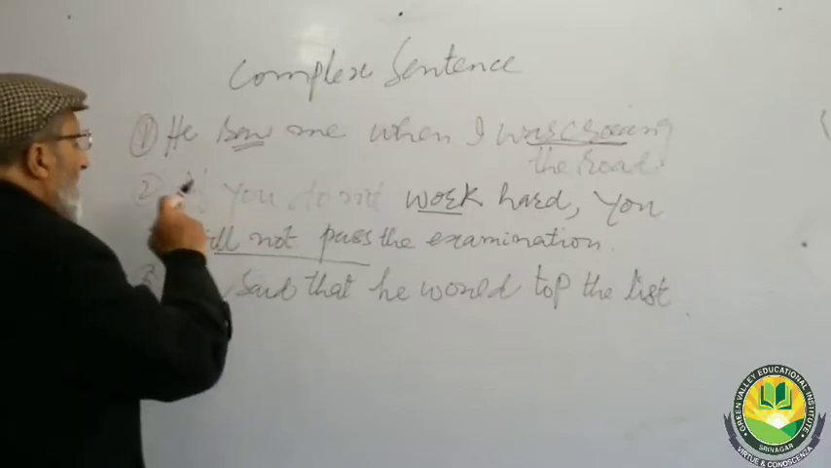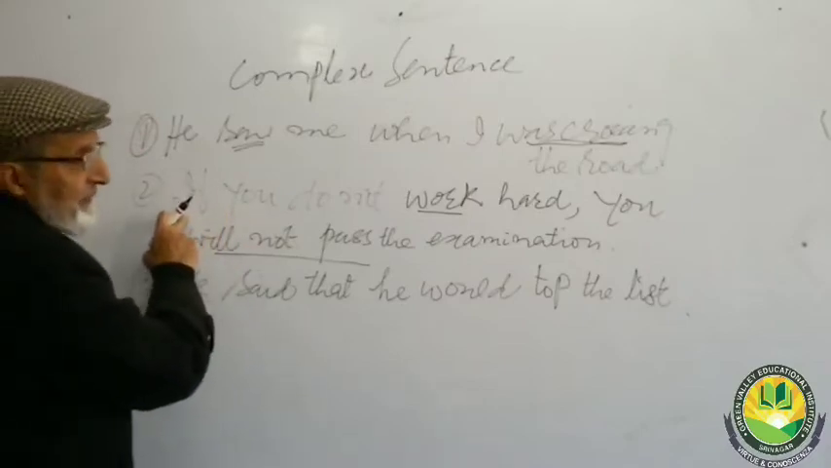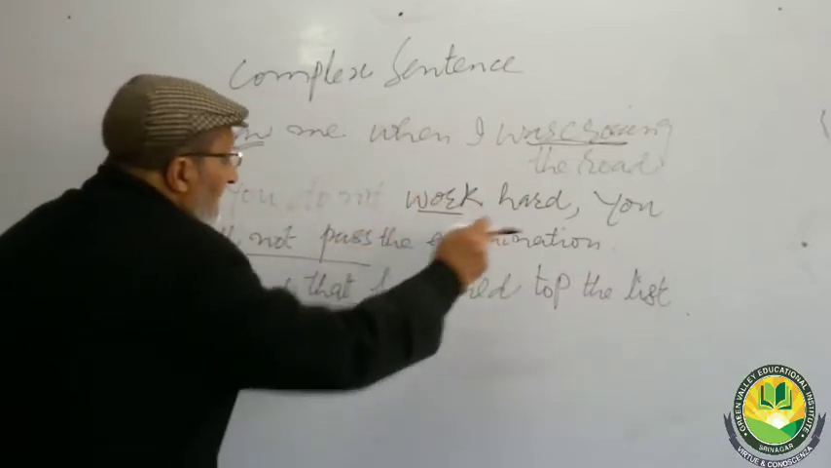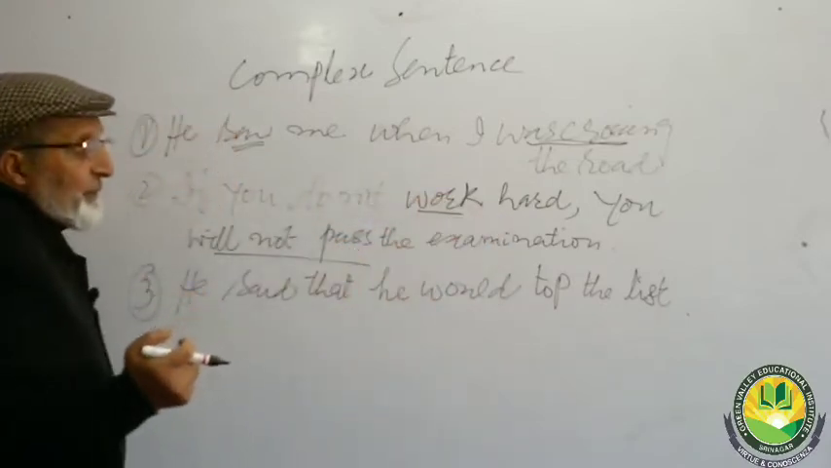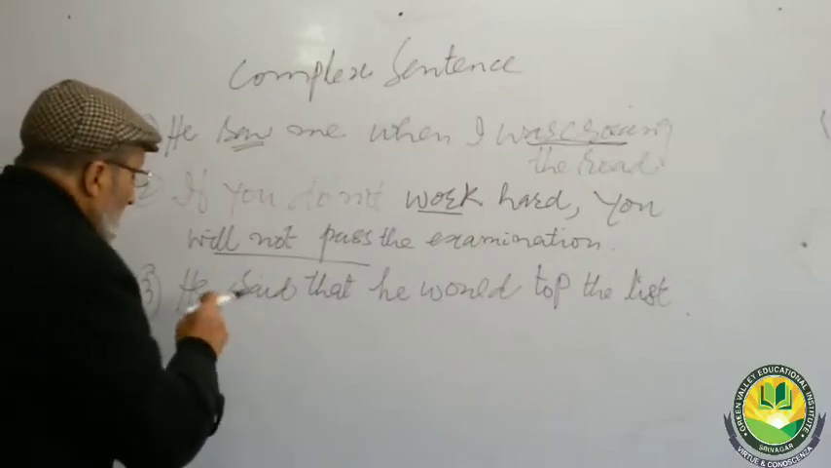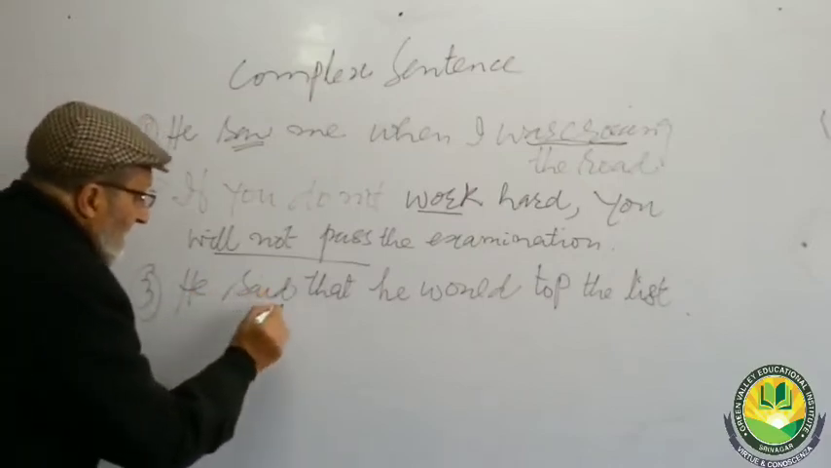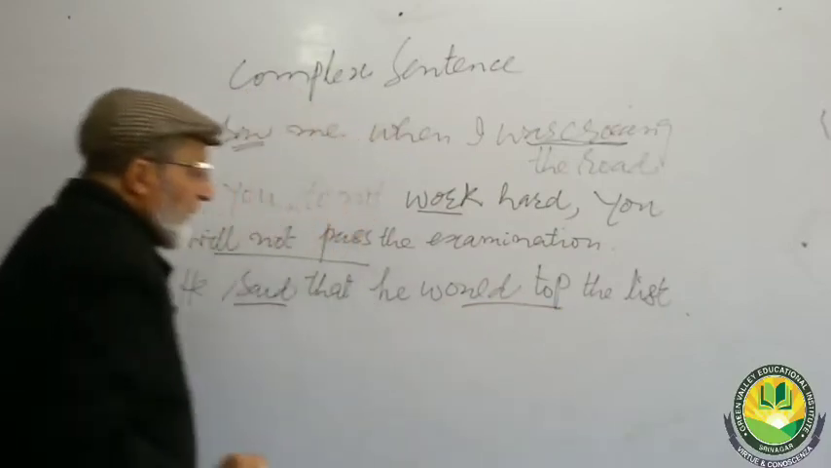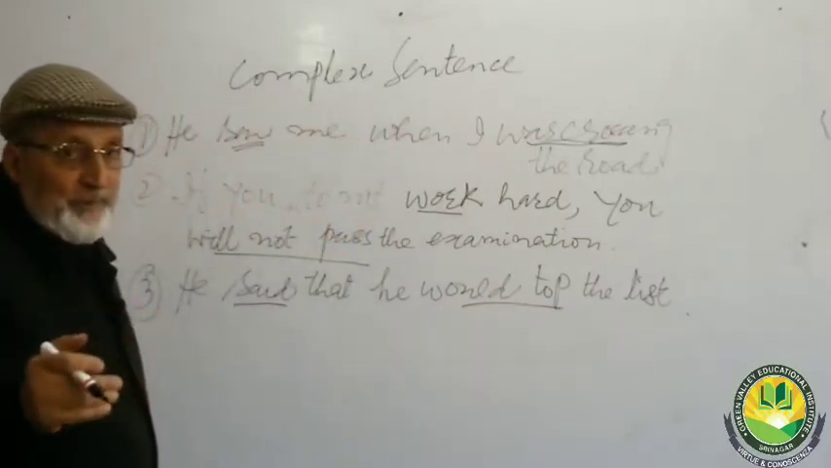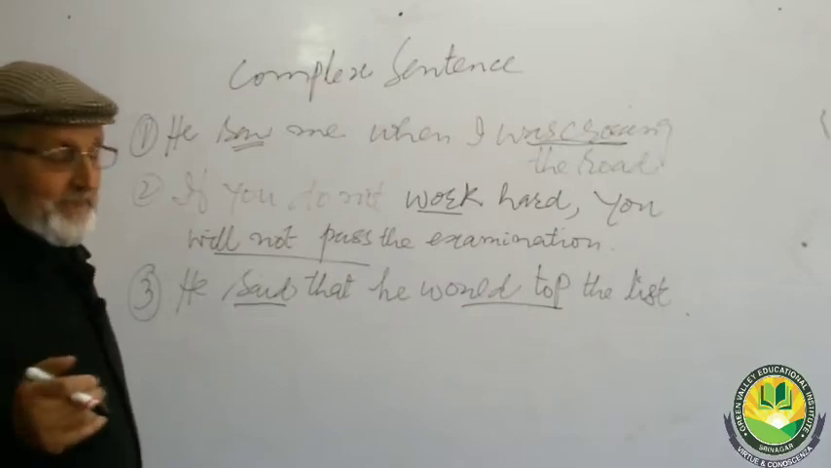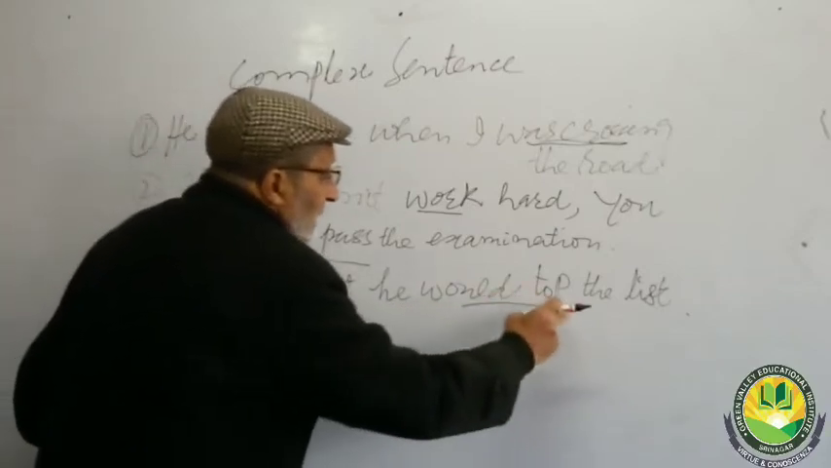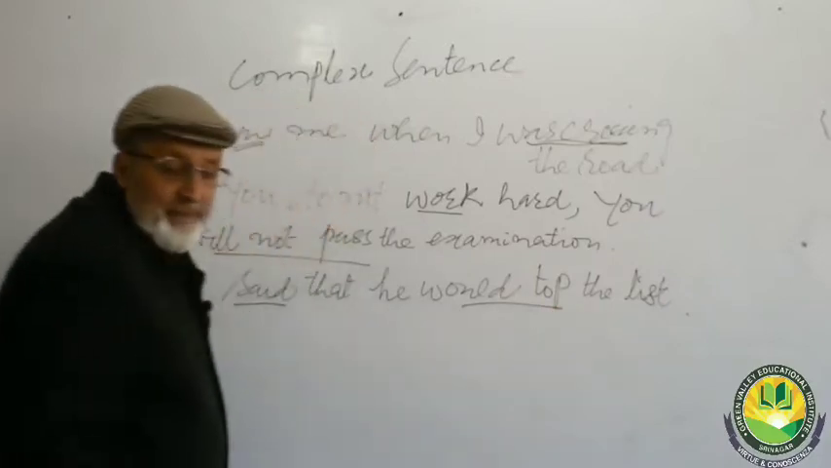First one, a subordinate clause because of a connective, and the second one, an independent clause, also referred to as principal clause. Here again, he said. Said is one verb and would top another verb. So two verbs forming one sentence. First one forming a principal clause and the second one forming a subordinate clause.